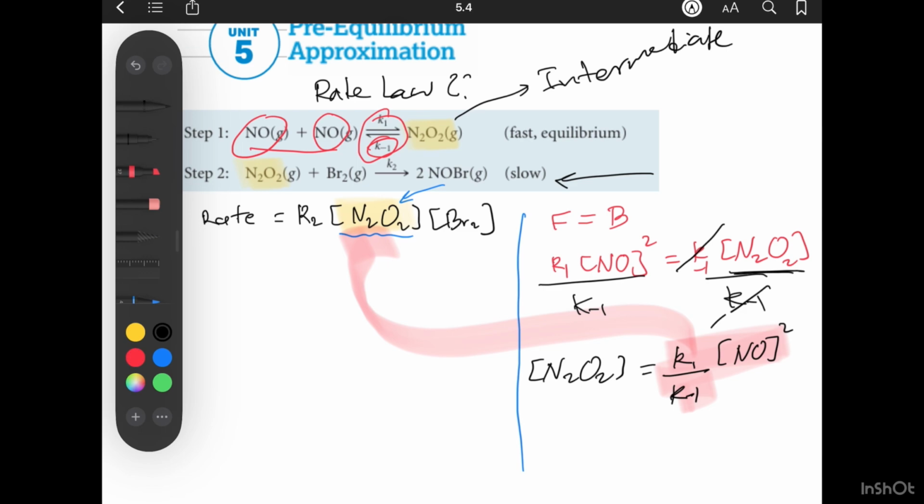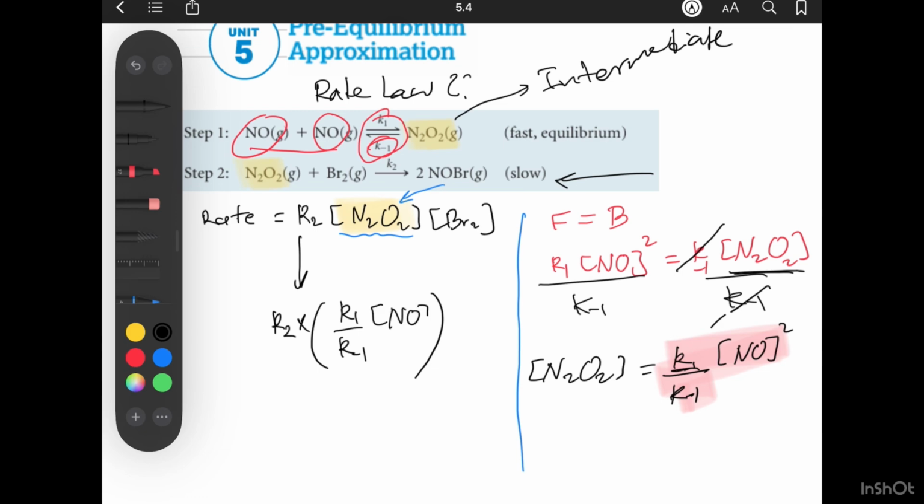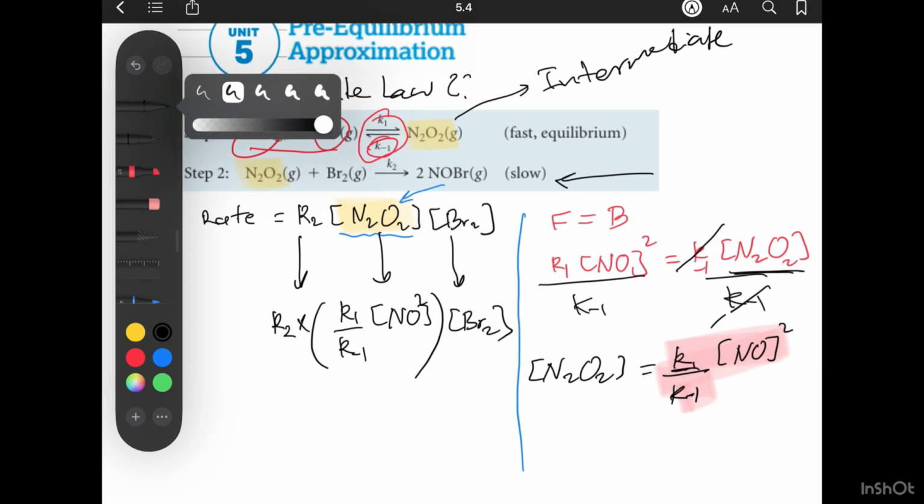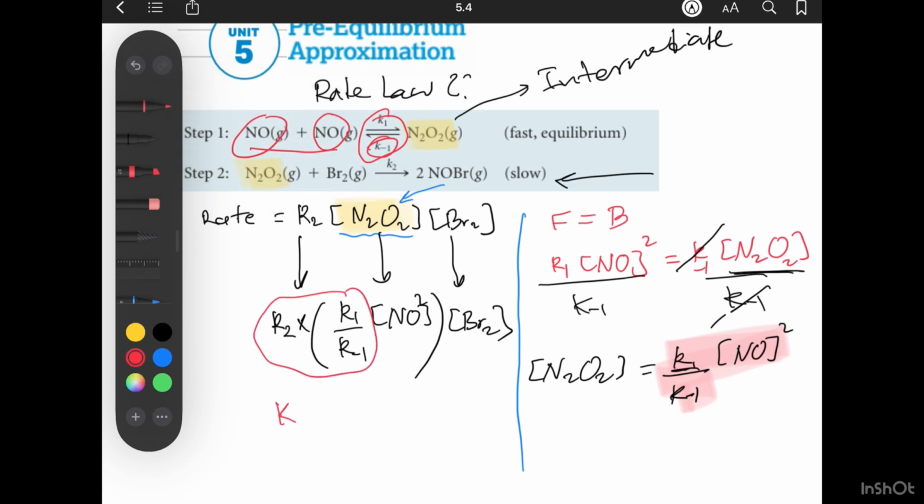So how can I do this process? We just put k2, and we multiply by k1. You open a bracket and put k1 over k-1 and then [NO] to the power 2, and then we put this as it is, which is the square bracket of Br2. Now we have to make some rearrangements. We put the k's together in terms of kobs, and then we write [NO]^2 and then [Br2].